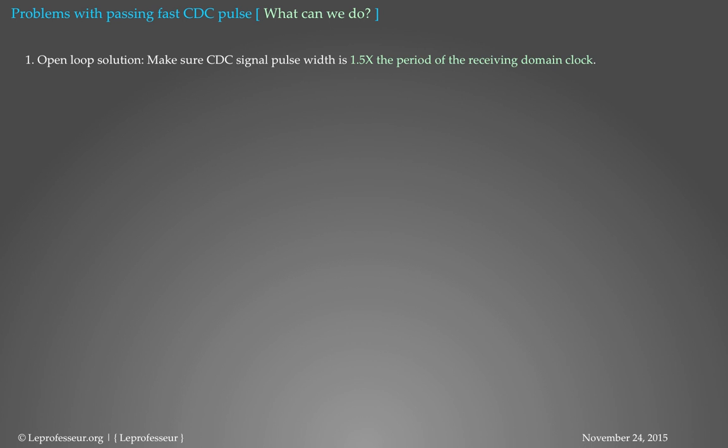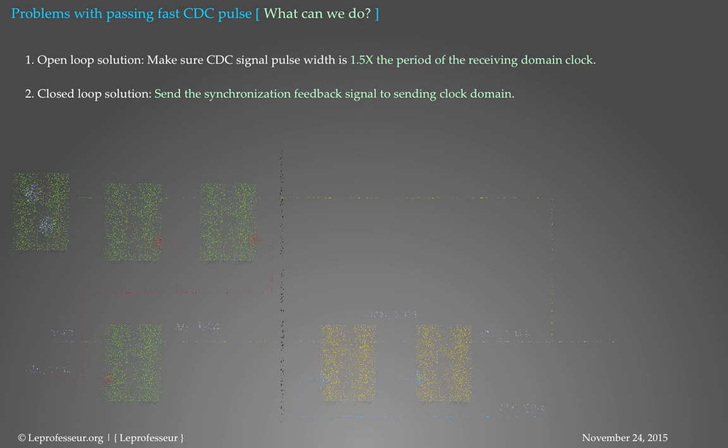So as I said, the first solution is that you simply make sure that the CDC signal pulse width is 1.5 times the period of the receiving clock domain. Another way is the closed loop solution, where you send a feedback signal to the sending clock domain.